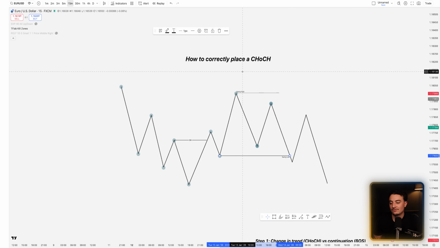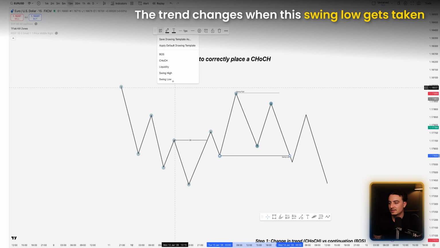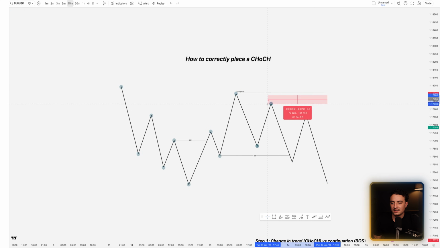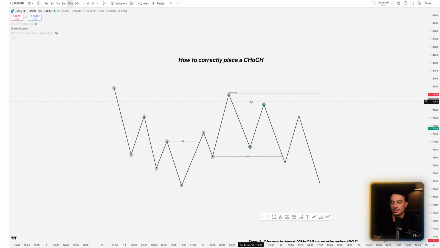And because we're in a bullish trend right now, and this is the swing low, and this is the swing high, the trend changes when this swing low gets taken. So that is our change of character. Now, where is the swing high? The swing high stays here. This is still internal structure, okay?